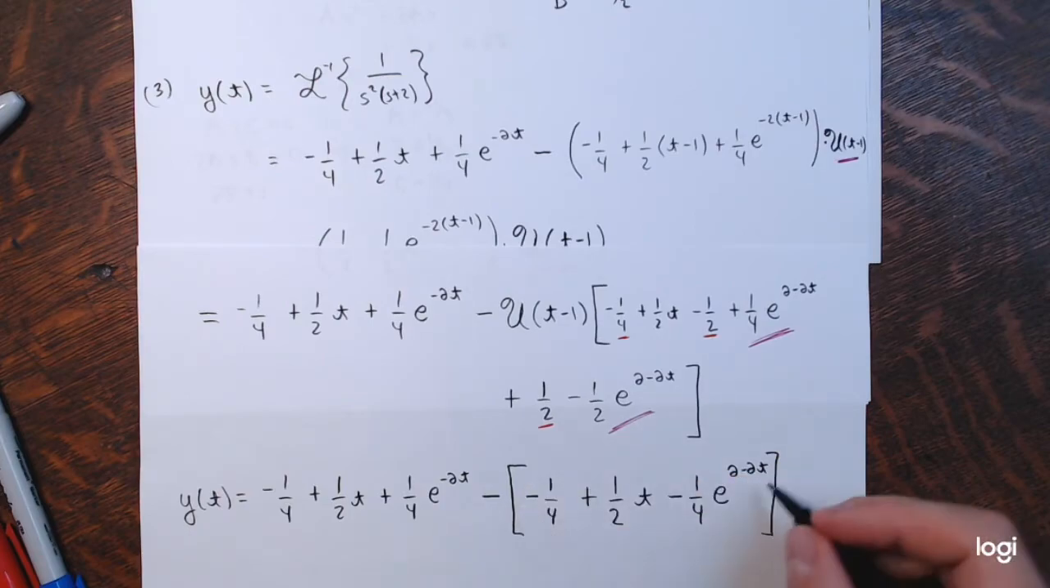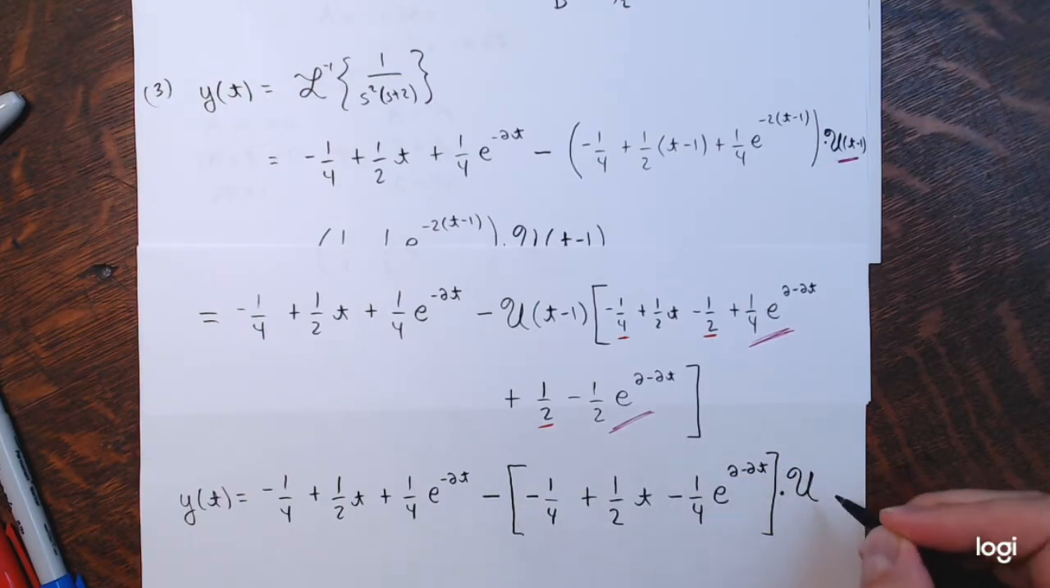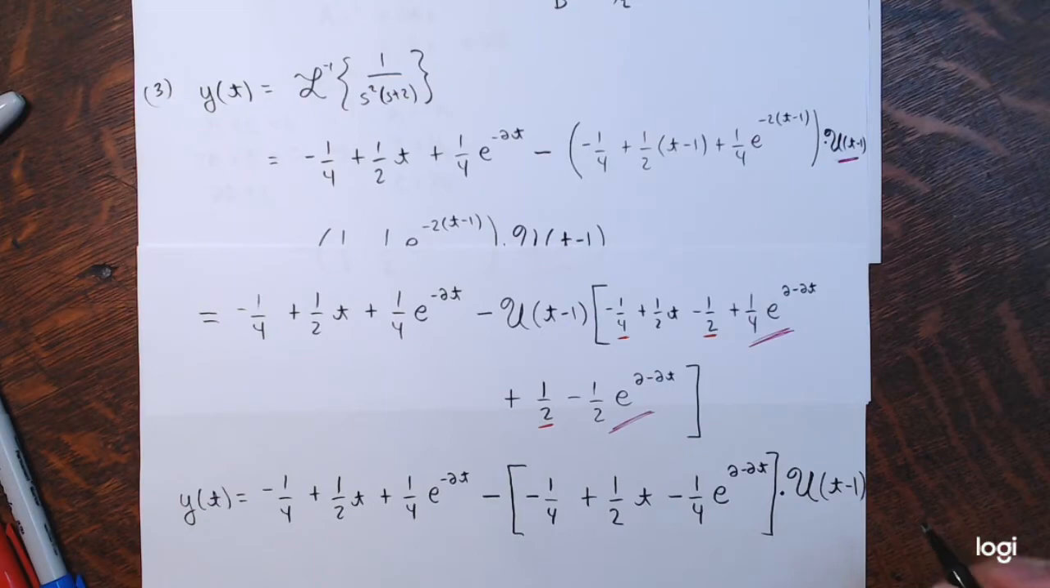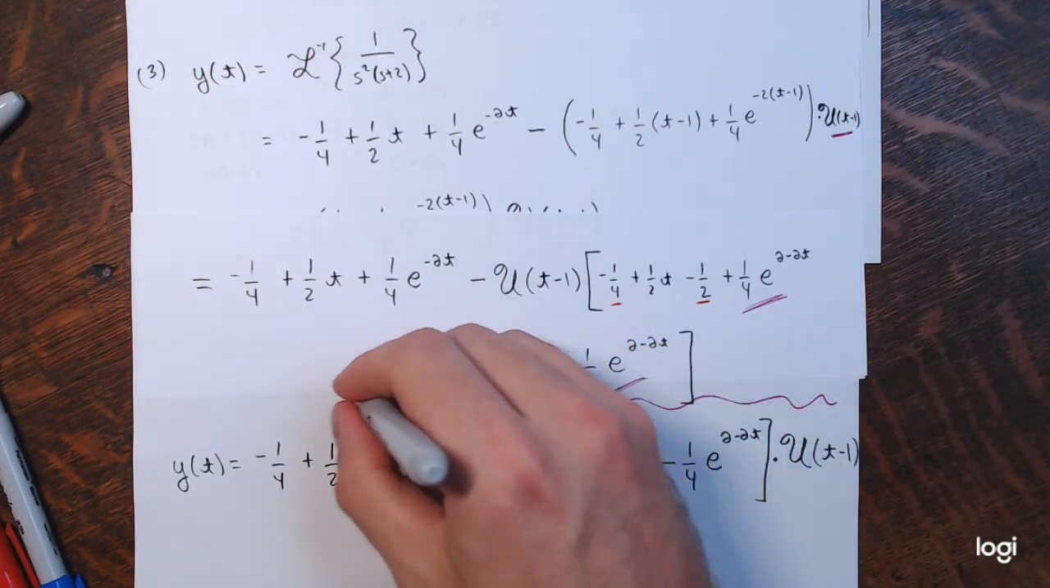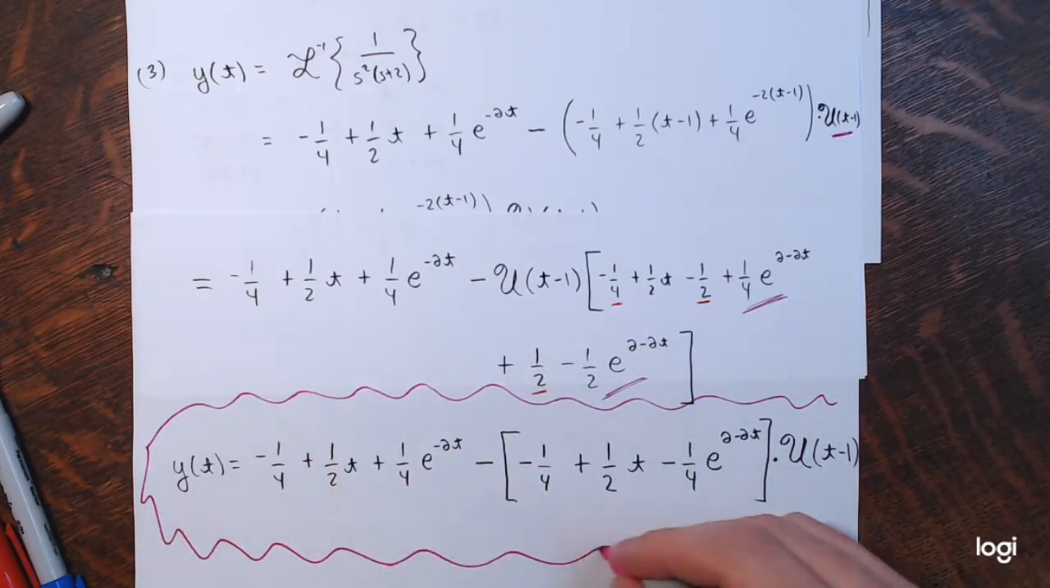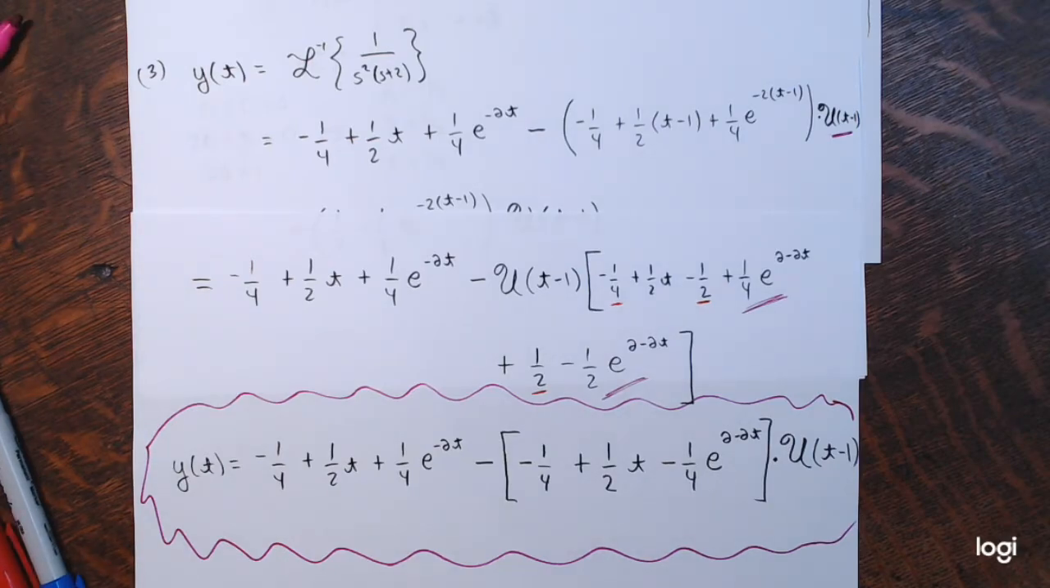But this thing in brackets is multiplied by the unit step function at t minus 1. And yeah, that's a pain there. Wow. Still doable though, still manageable. I managed it. There's your result.